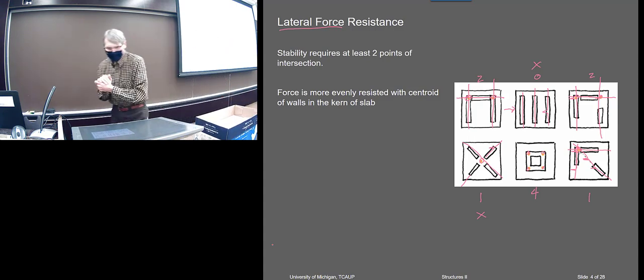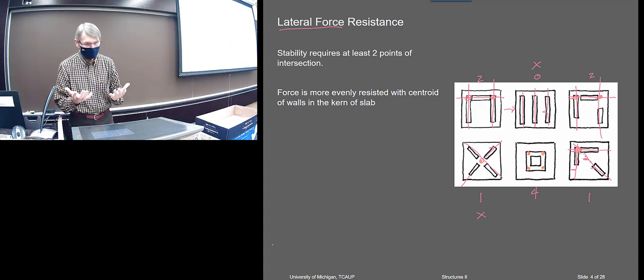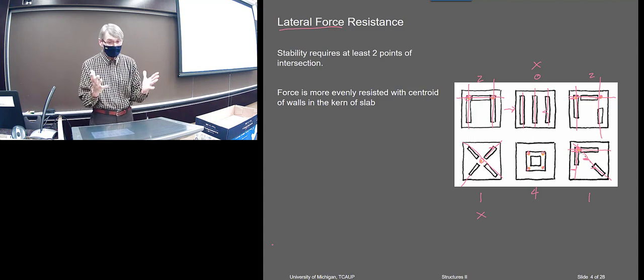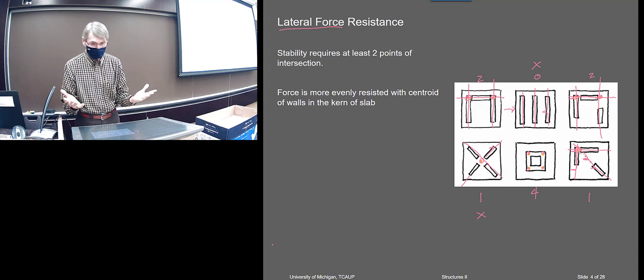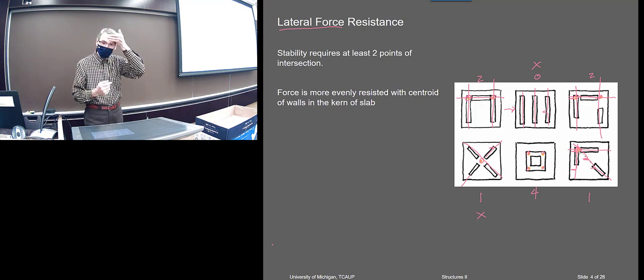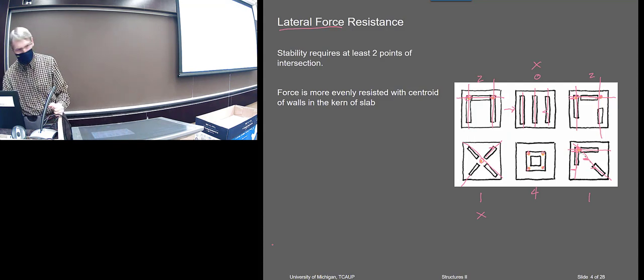Which is kind of interesting. You can recognize a pattern immediately. When you start out, make sure you've got at least 2 points. You can have 4 points or 5 points or anything more, but at least 2, or else it's not going to be able to be stable.